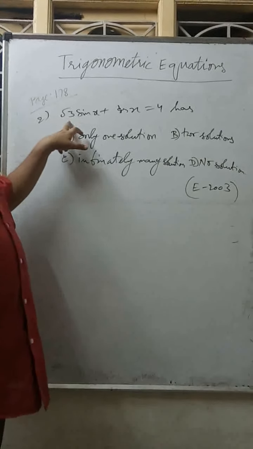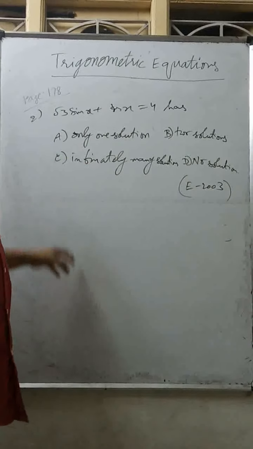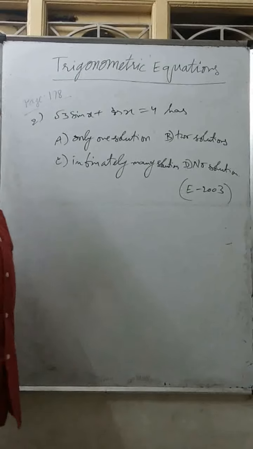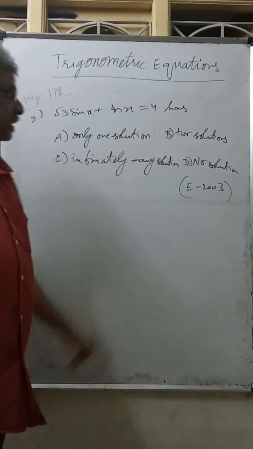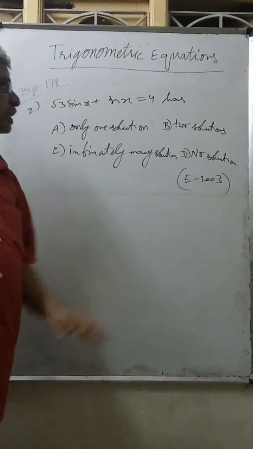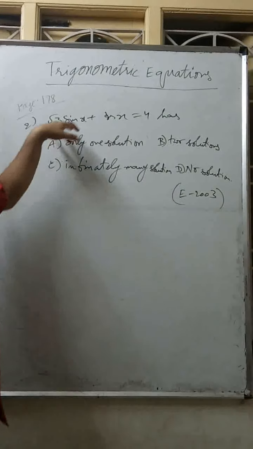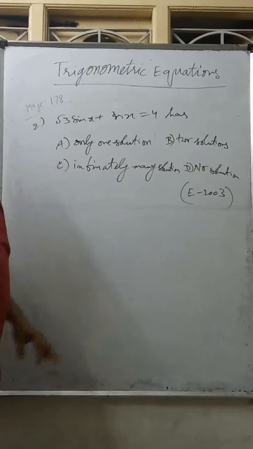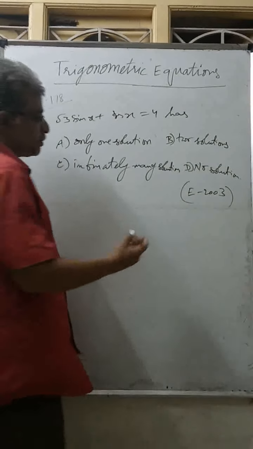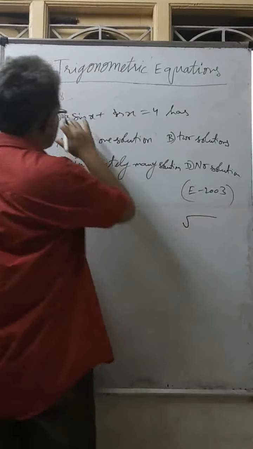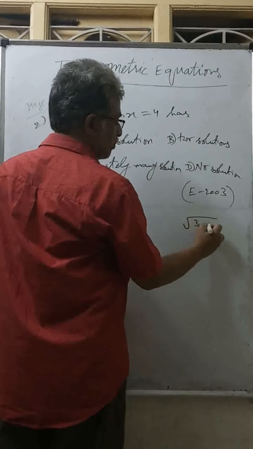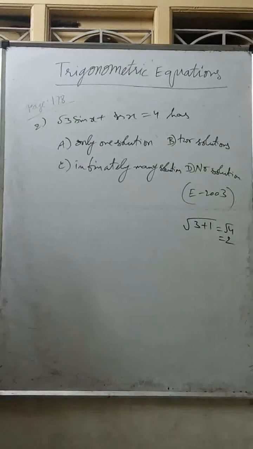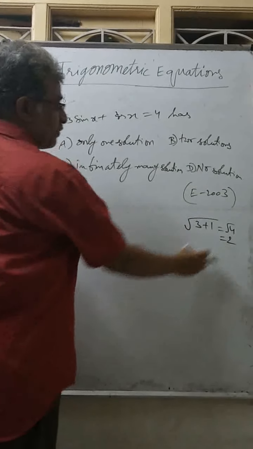Now the second question. √3 sin x plus cos x equal to 4 has only one solution, two solutions, definitely many solutions, or no solution. This was given in MCET 2003, and the same sum was given in 2000 and 2003. There, tan x and secant x were converted into sin and cos. This one is directly sin and cos, a sin theta plus b cos theta. So always divide by root of a square plus b square, as I told. Here, what is root of a square plus b square? √3 square, 3, plus 1 square, 1, root of 4 equal to 2.